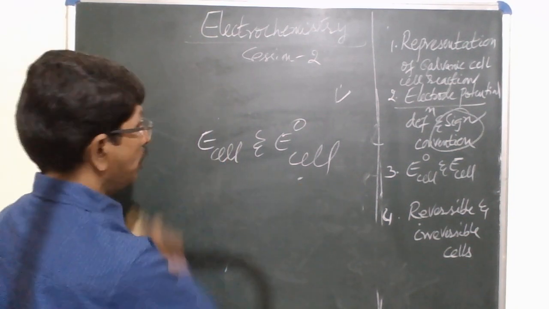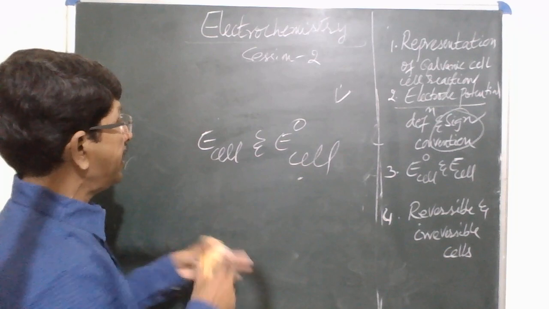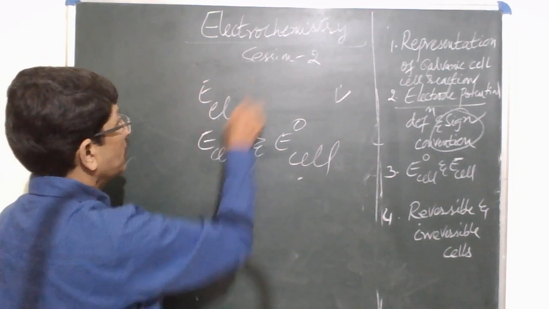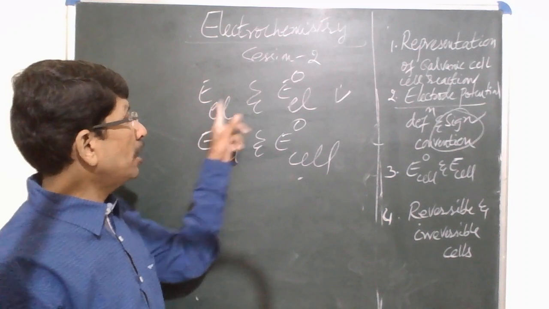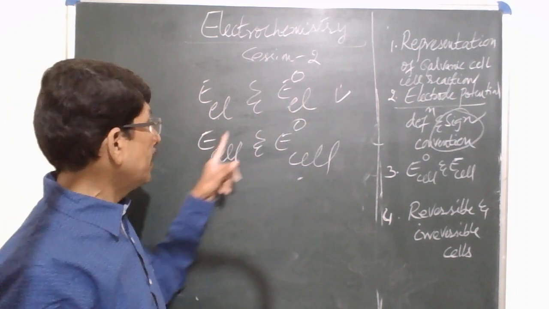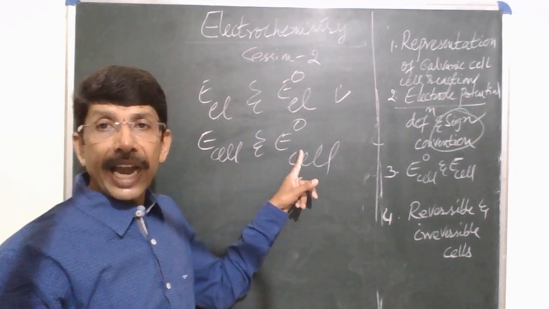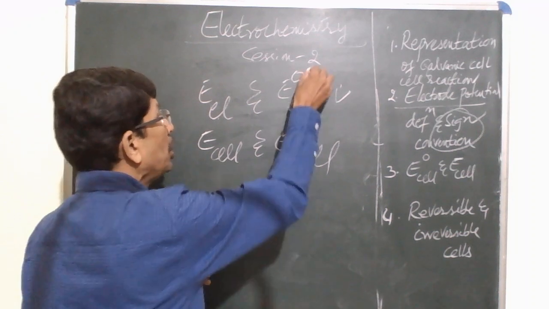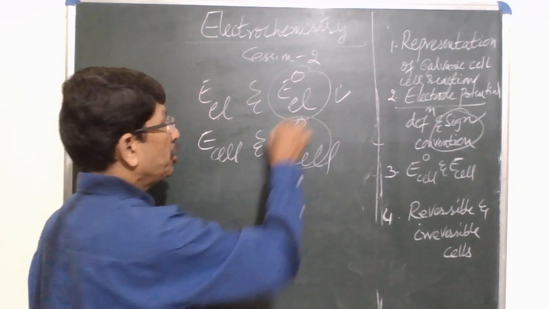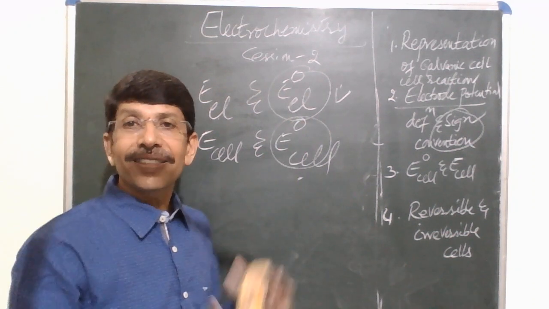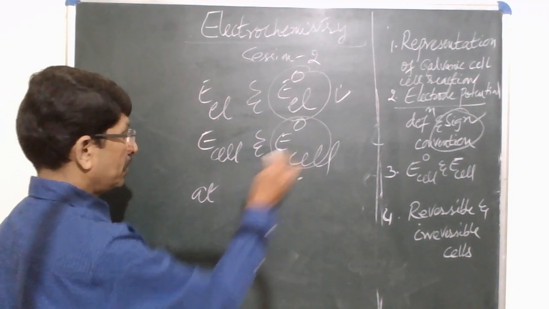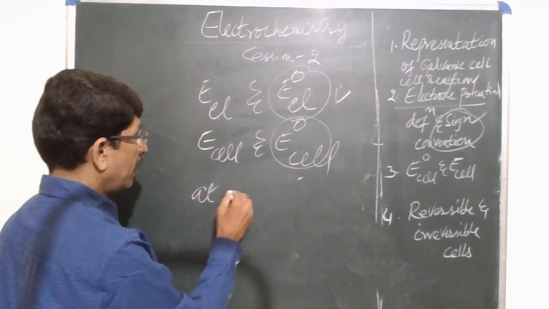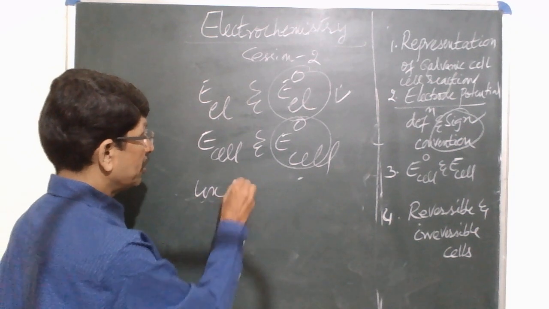And like E cell, we do have E electrode and E naught electrode. This is the electrode potential, this is the standard electrode potential. This is the EMF of the cell, this is the standard EMF of the cell. So when do we call the electrode potential or EMF of the cell as standard? When we measure these potentials or EMF under standard conditions.